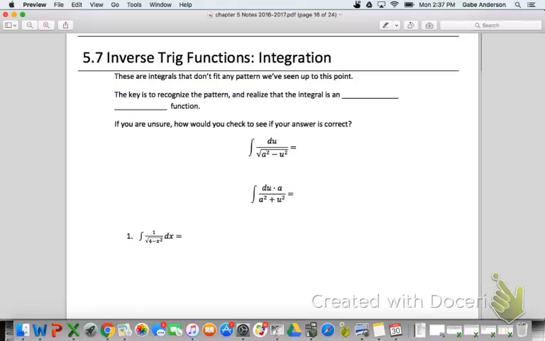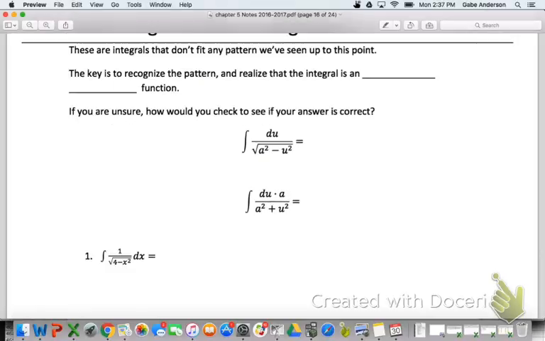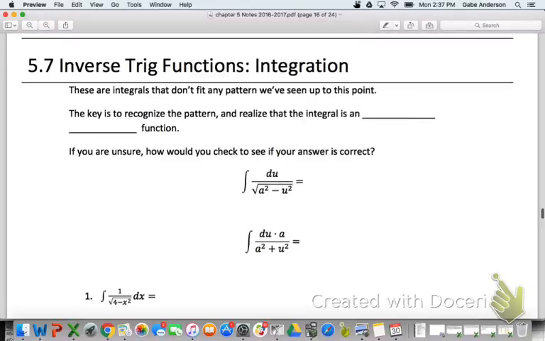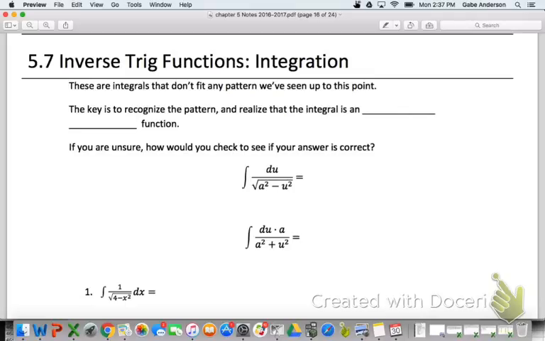Let me do a little zoom here if I can. Let me do this. That's what I want. That's more like it. Okay.